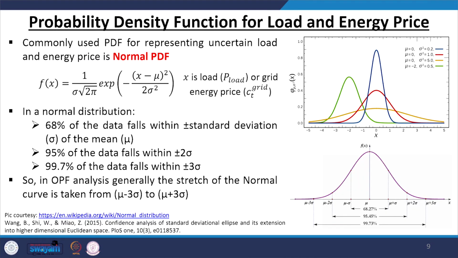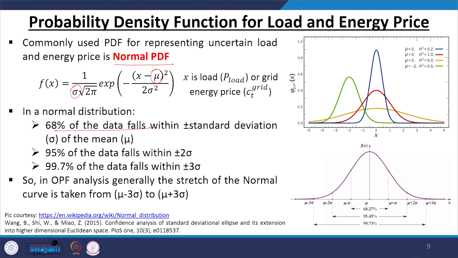Then load and the energy price. Generally, load and energy price are represented with the normal probability distribution, because your energy price can reduce or enhance, and even your load can also reduce and enhance. So, it has the provision that it can go in the negative direction as well as in the positive direction. That is why we take this normal distribution function by taking your forecasted value as the mu and a certain value of your standard deviation. Okay.